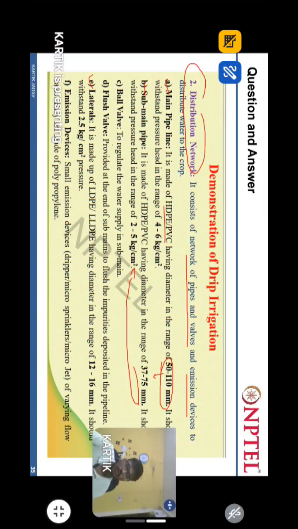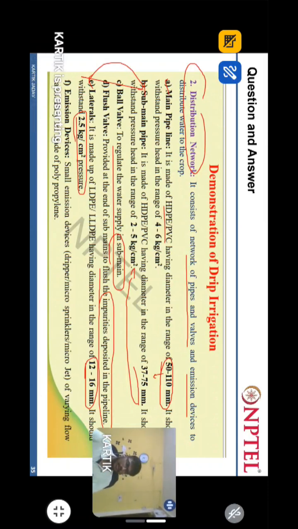We have the ball valve to regulate the water supply in the submain, and the flush valve at the end of submains to flush the impurities deposited in the pipeline. The laterals are connected to the submain line. The water will flow from submains to laterals, and laterals are made up of LDPE or LLDPE, and the diameter of laterals is 1.2 to 1.6 centimeters. That is very small, and it should withstand 2.5 kg per centimeter square pressure.